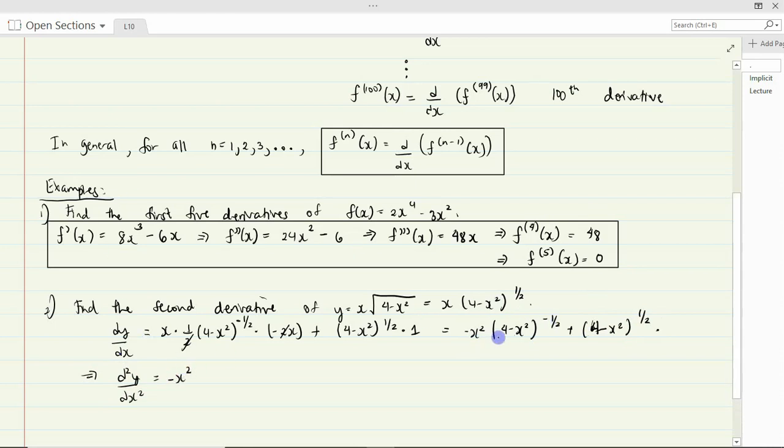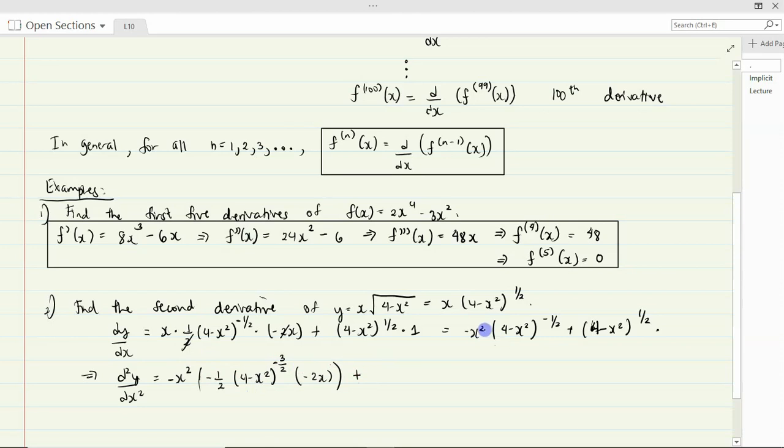And then, differentiate natin ito. Anong derivative niyan? It's negative 1/2 times 4 minus x squared raised to negative 1/2 minus 1. So, that's negative 3 over 2. Times derivative ngayon ni 4 minus x squared, which is negative 2x.